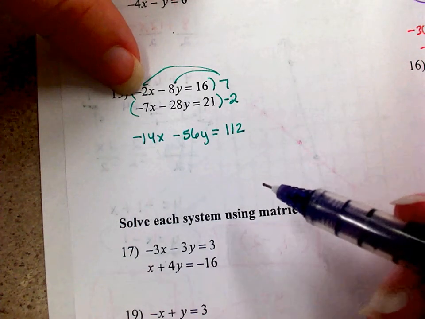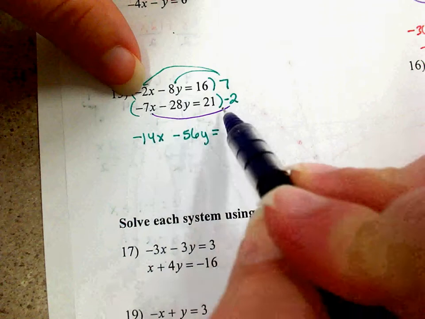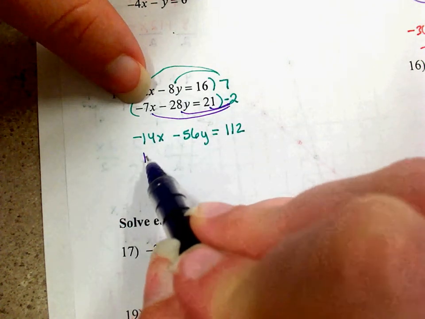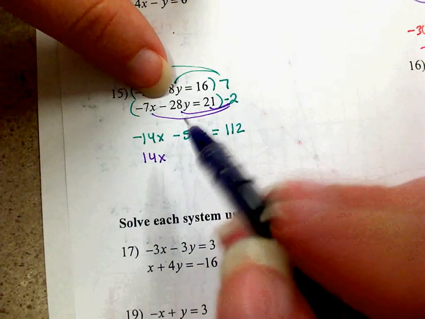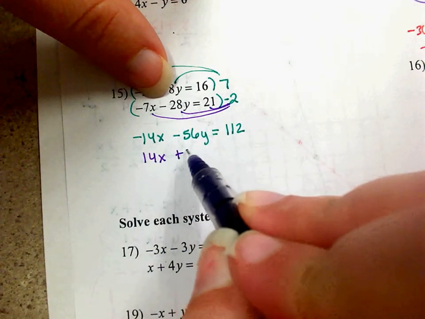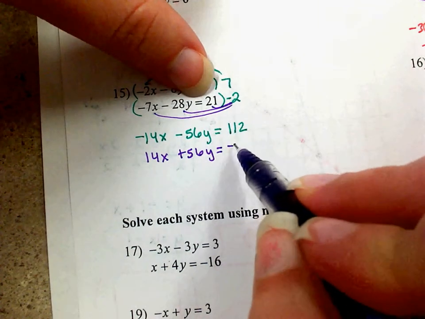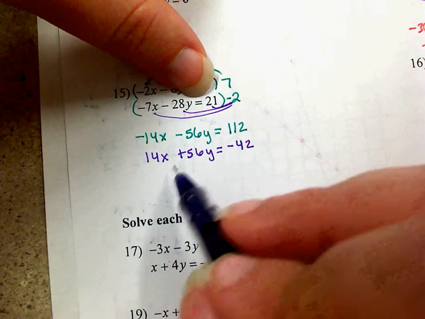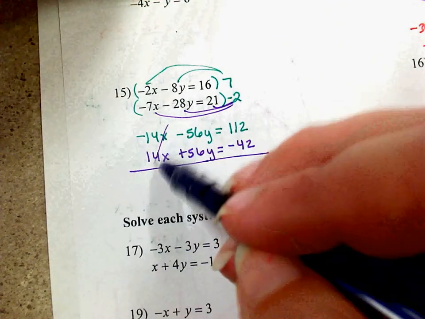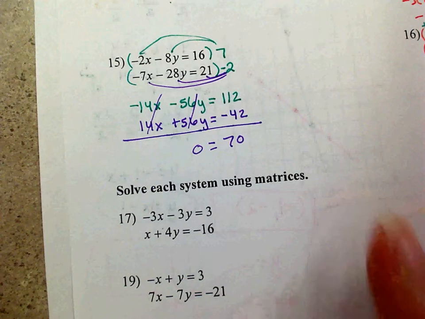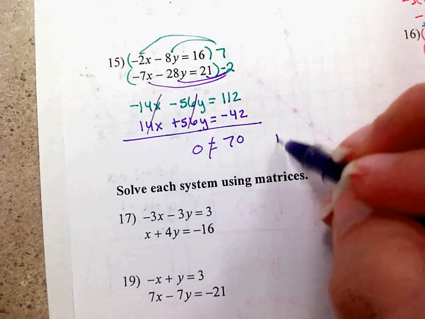What's negative 2 times negative 7? What's negative 2 times negative 28? What's negative 2 times 21? Negative 42? Do they? All of them? So does 0 equal 70? Okay.